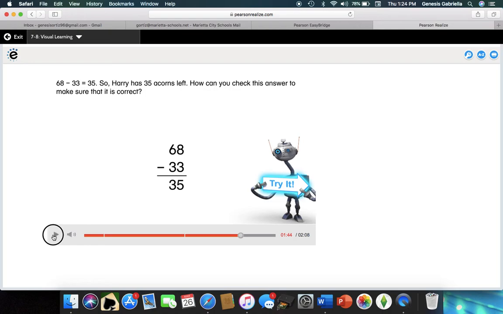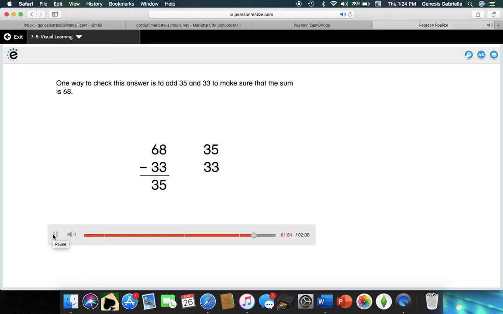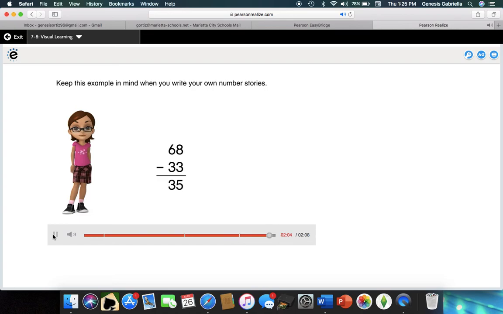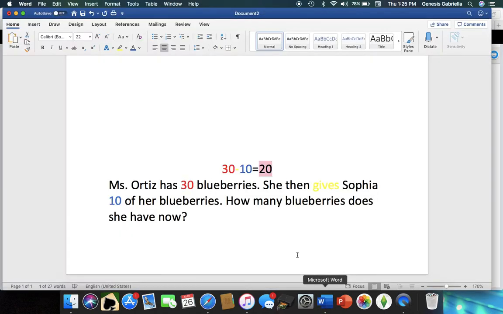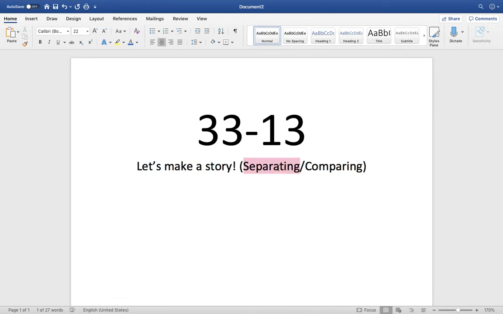Well, let's keep it going. Check this answer to make sure that it is correct. One way to check this answer is to add 35 and 33 to make sure that the sum is 68. The answer is correct. Keep this example in mind when you write your own number stories. All right. So let's go ahead and do an example together. So we're going to make a story out of 33 minus 13, and we're going to do a separating story.